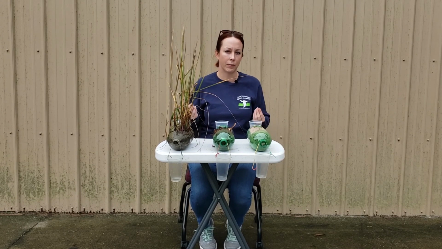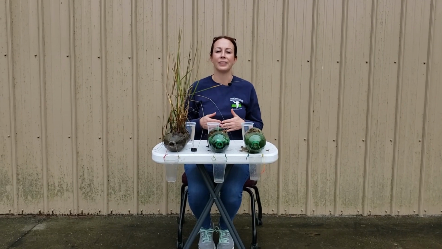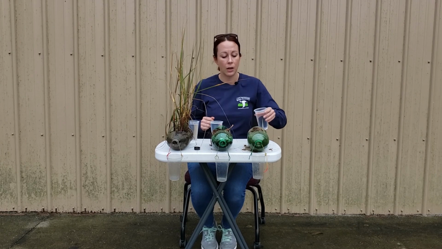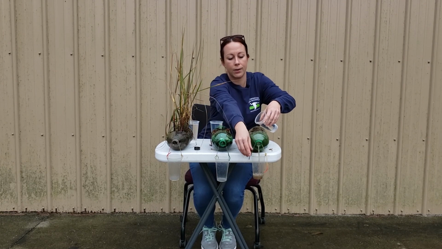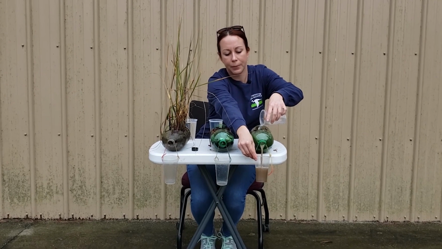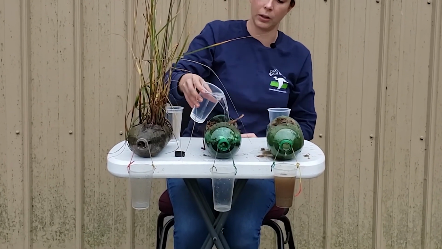Which of these bottles do you think will have the least amount of erosion and why? Pause the video now to discuss. Let's test our hypothesis. I'm going to pour water onto each of these shorelines. The water represents rain and stormwater runoff. Observe what's happening to the land as I pour the water over the shoreline.